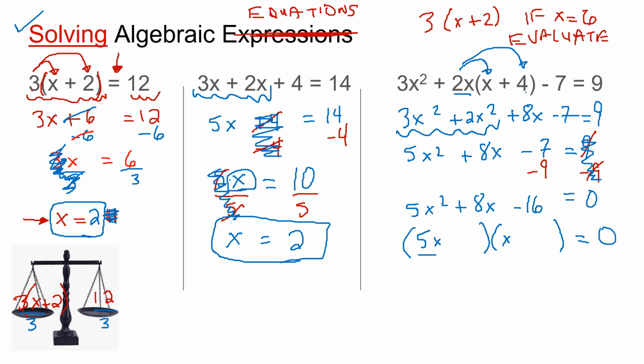Right here, I need something in the first times the first would give me the first there. So 5x times x would give me that. Back here, I'm looking at this negative 16, and I need something here and here that are going to multiply to give me negative 16. 4 and 4 would do that. If I put a 4 and a 4, that's going to be 20 minus 4 is 16. And I need an 8, so that doesn't work.